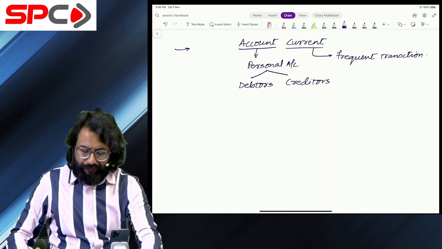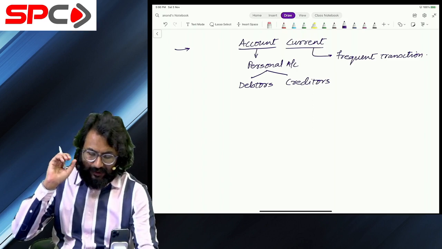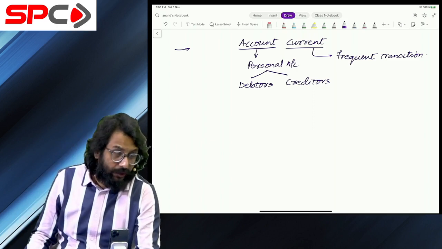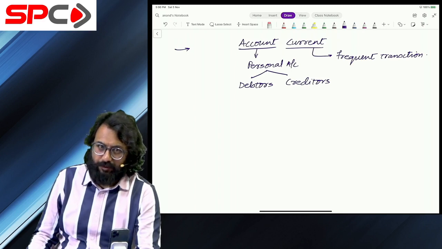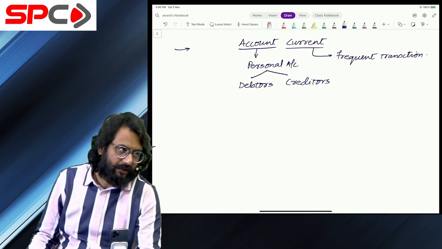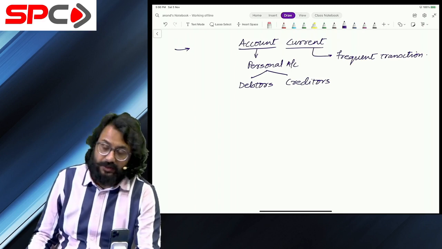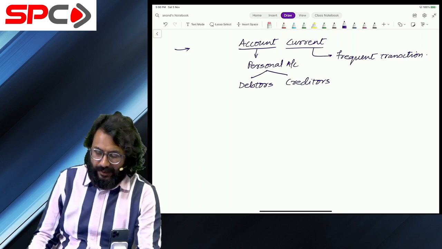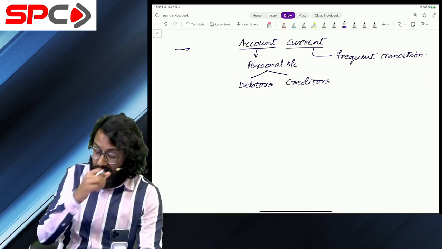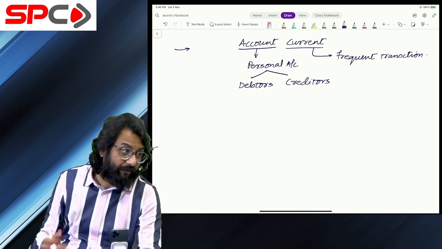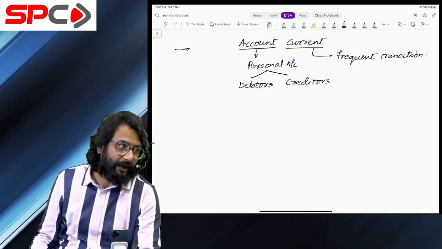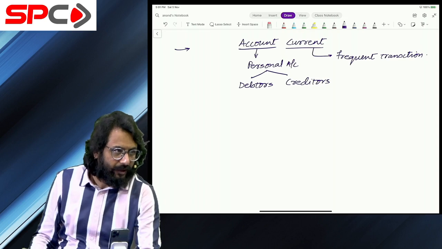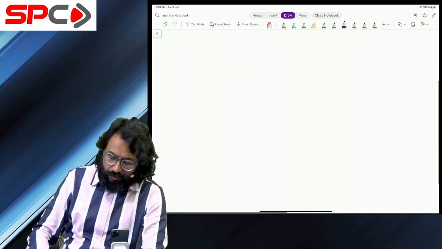Okay, here we go. So we have got an account current, and in account current I said there is personal account, and the first keyword which I explained was account. Account means personal account. The personal account means debtors or creditors account. And when I use the word current, it means there are frequent transactions. So when I say bank mein current account hai, there are frequent transactions. Do you understand that?